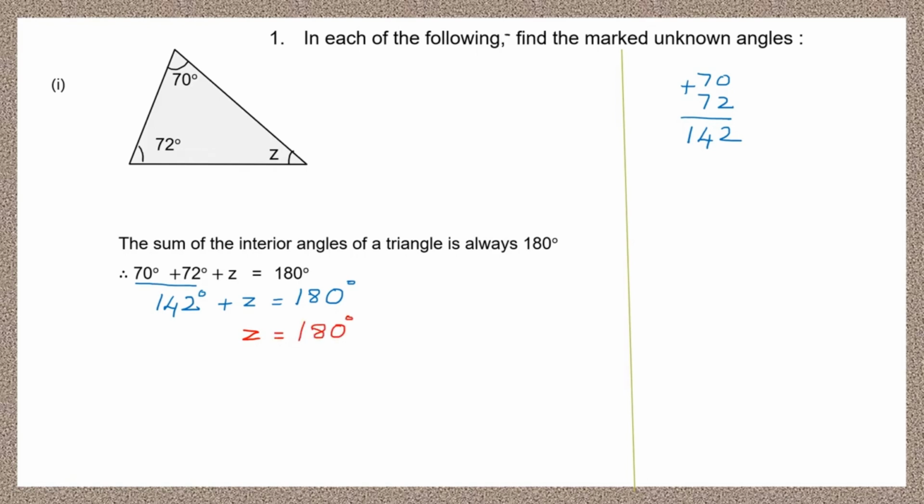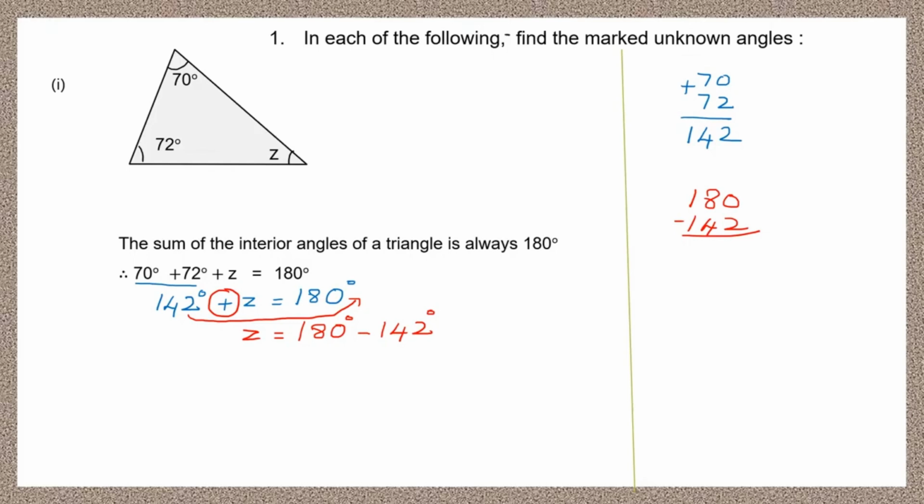Now I'm going to move 142 from the left hand side to the right hand side. When I move, let me look at this operation here. It's addition. So when we move this number to the right hand side, the operation changes to subtraction. So 180 minus 142 degrees. So let's minus that.